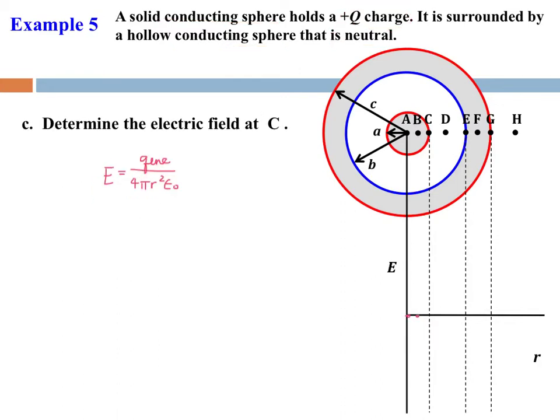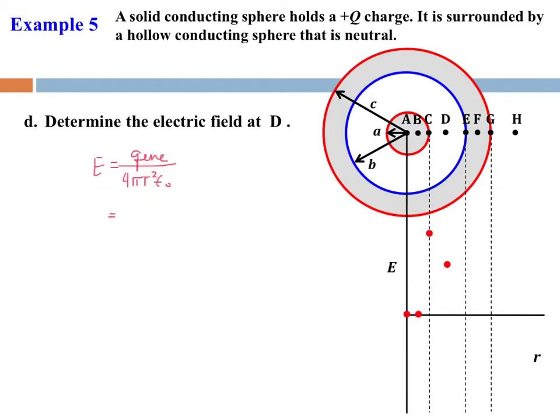At point C, we have now enclosed all of the charge on the inner sphere, so our charge enclosed is +Q. The radius is going to be the radius of the inner sphere, which in this case is A. We can simplify this to KQ over A squared. Again, this will have some value. We're going to go up. It'll have a positive value.